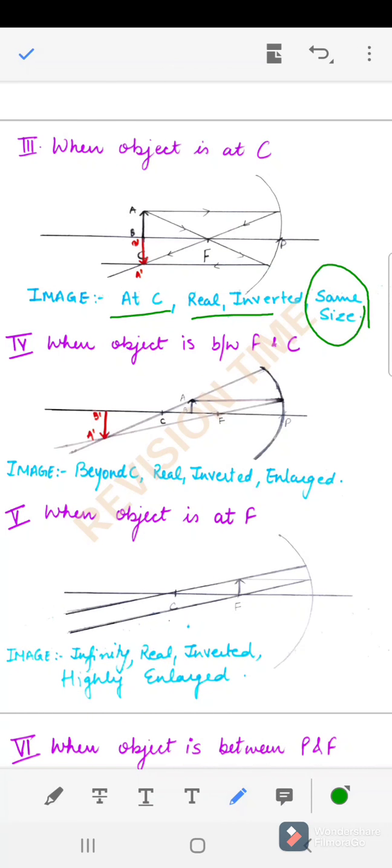Next, when the object is between the focus and the center of curvature, the image will be beyond C, real, inverted and enlarged. When the object is at the focus, the image will be at infinity, because the rays are not meeting here. It will be real, inverted and highly enlarged.